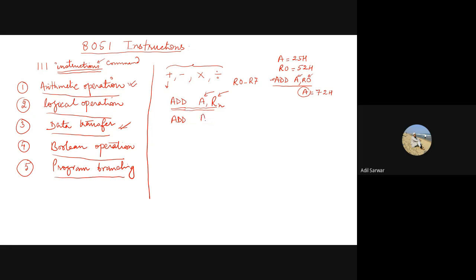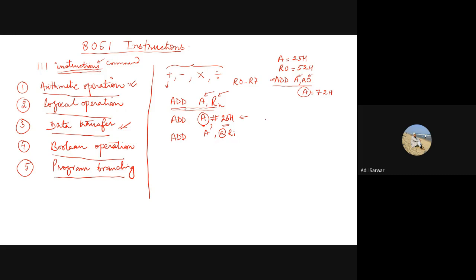So let me take immediate addressing mode, A comma hash some hex number, say 25H. That means add the content of A with 25 and store the result in A itself. So this is what is meant by ADD A, #25H. This is immediate addressing mode. Then we can have ADD A, @Ri. So this is indirect addressing mode.